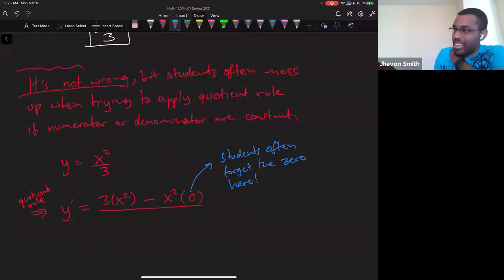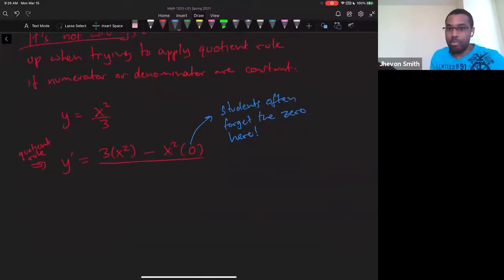Whenever one of the things is a constant in the quotient rule, a lot of students have trouble keeping the quotient rule in their mind as well as keeping the other rules like the derivative of a constant is 0 for whatever reason. I don't really know, but I see it happen all the time. Students will often forget the 0 here. They'd actually recopy the 3 here for whatever reason.